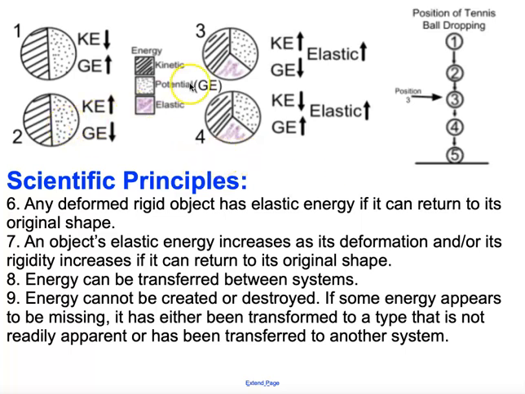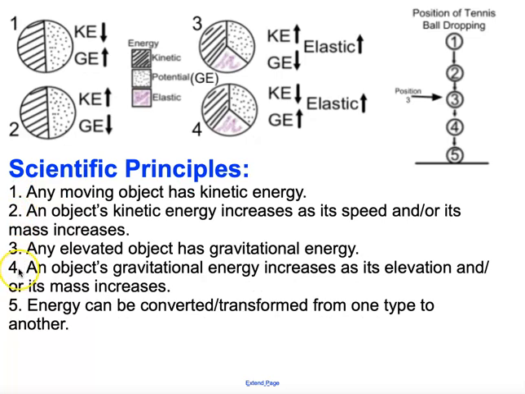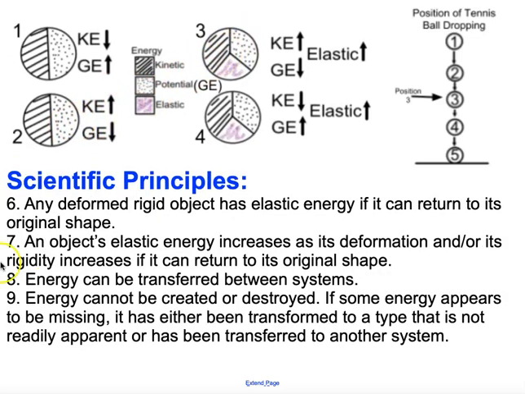We know that we've already eliminated these two. So the choices are 2 and 3. And we figure that out because scientific principles 2 and 4 help us figure that out. But we didn't know which one. It was either 2 or 3. But any deformed rigid object has elastic energy. This tells us what it is. Because this is still in the air, it has no EE. So this one also eliminates those two. So it's got to be number 2. Got to be number 2.